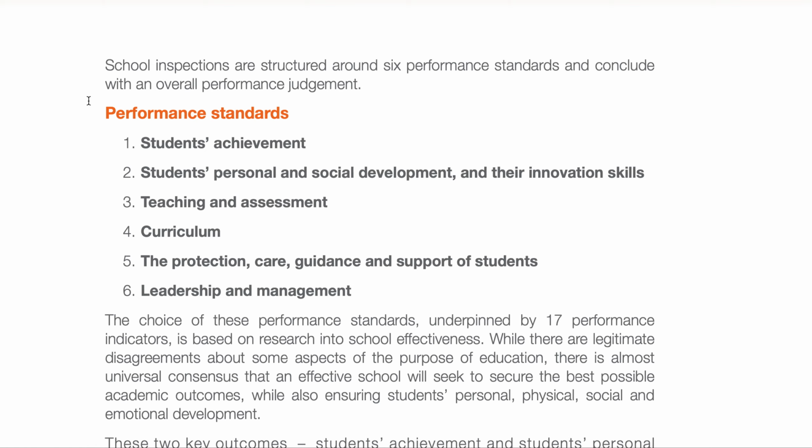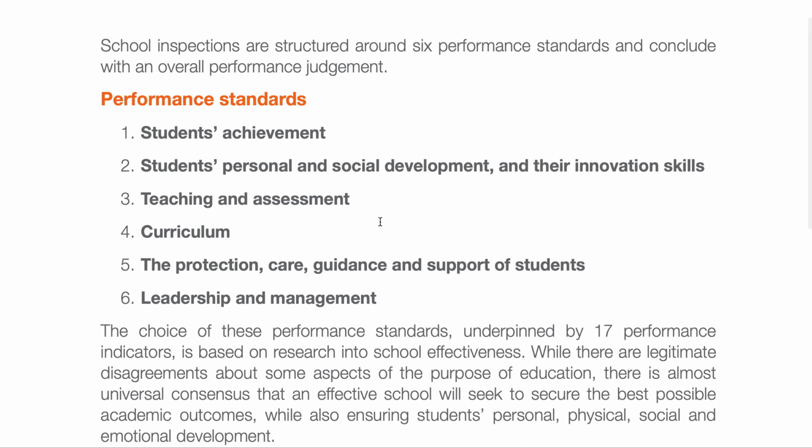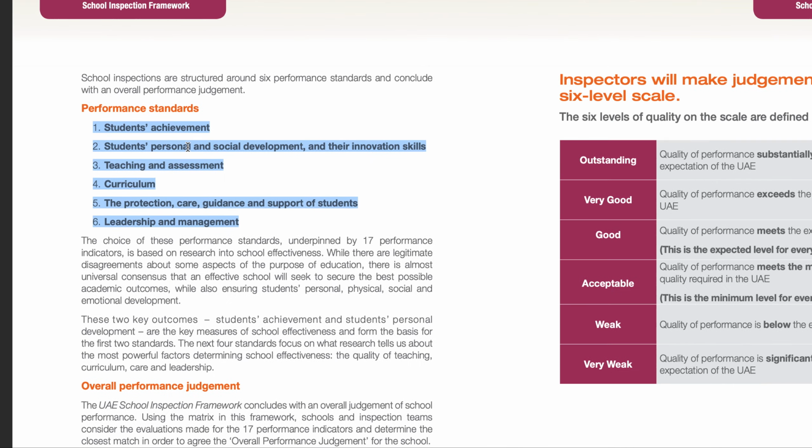And as you can see, these are the 6 performance standards, which means that each standard, as we've mentioned earlier, is going to be divided into indicators, and each indicator has descriptors. So these are the 6 standards, and all of these standards have performance indicators. The total of the performance indicators is 17. So you have 17 performance indicators that are describing those performance standards.